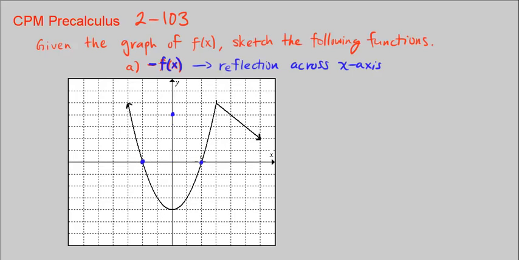The points on f of x on the x-axis stay on the axis, right? Because if you touch a mirror, your finger touches itself. So anything on the mirror stays right there, okay? So this point here at negative 1, negative 3 becomes negative 1 and positive 3. This point here at 1, negative 3 goes to 1, positive 3. Okay, so the whole graph gets reflected up, right?